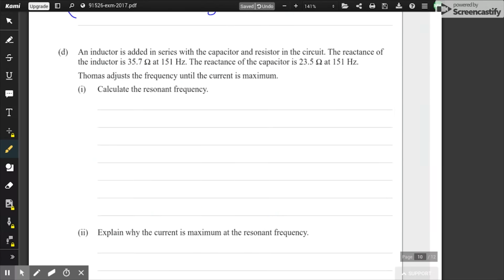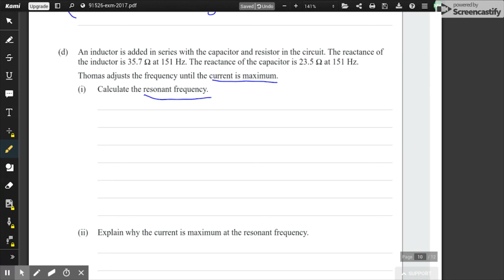So we have an inductor in series with a capacitor and resistor. The reactance of the inductor, we have that at a certain frequency, and we have the reactance of the capacitor at the same frequency. And Thomas adjusts the frequency until the current is at maximum, which is the resonant frequency, which we need to calculate.